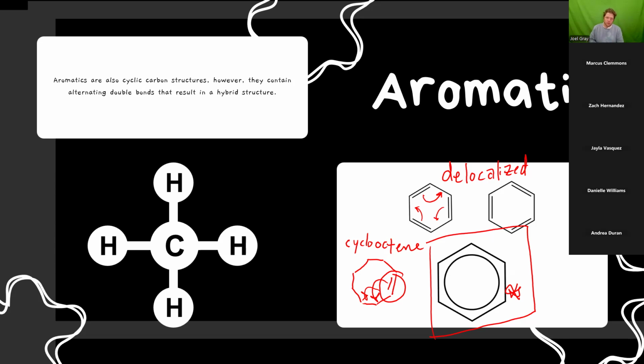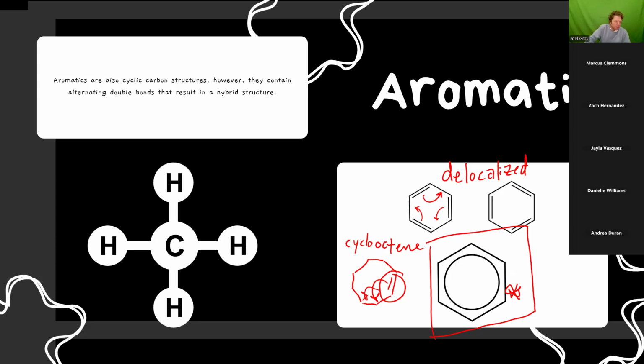That's a fantastic question. And the answer is no, this is unique to cyclic molecules with multiple double bonds, cyclic molecules with alternating double bonds. You wouldn't have that, or there's not, to my knowledge, any sort of triple bond analogous molecule. It's a fantastic question, though.